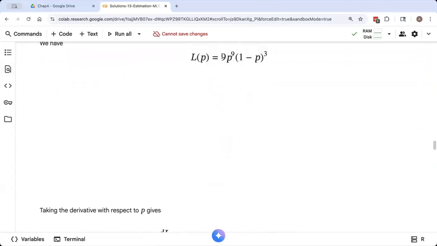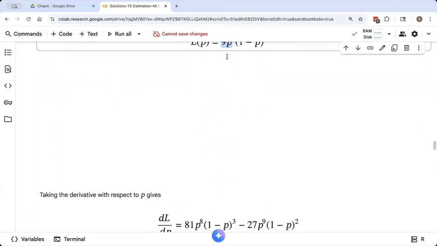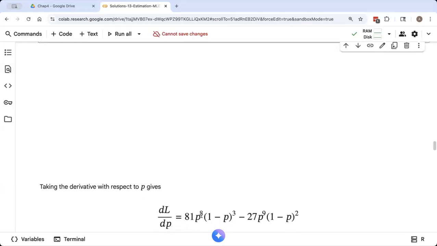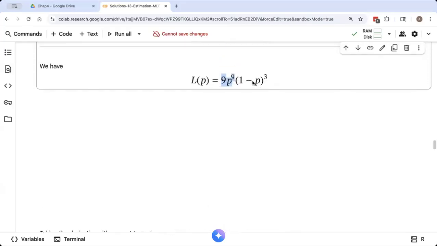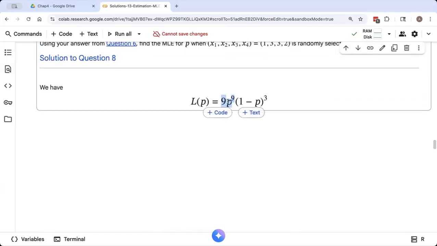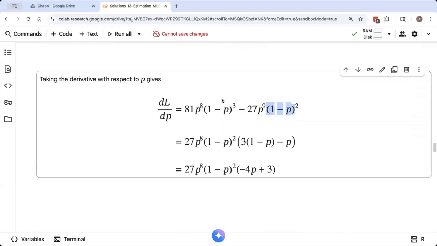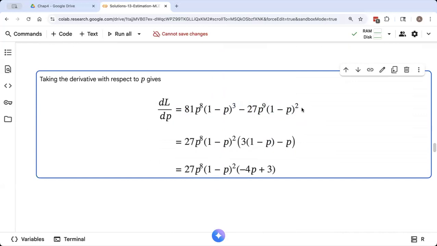So I can think of the first function as 9p to the 9th. So I take the derivative of that, which gives me 81p to the 8th power times (1 minus p) cubed. And then the product rule says we then take the product of the first function times the derivative of the second function. So we're applying the product rule and the chain rule to this expression, and that gives us the derivative down here. And then I would like to figure out when this derivative is equal to 0.